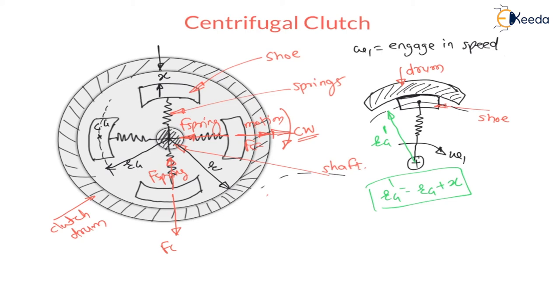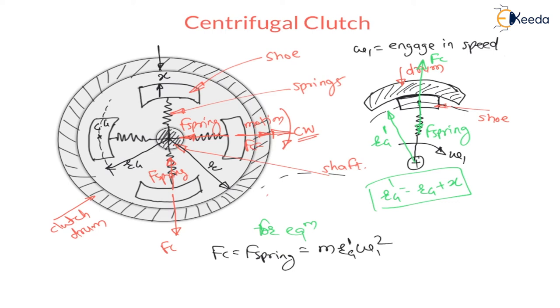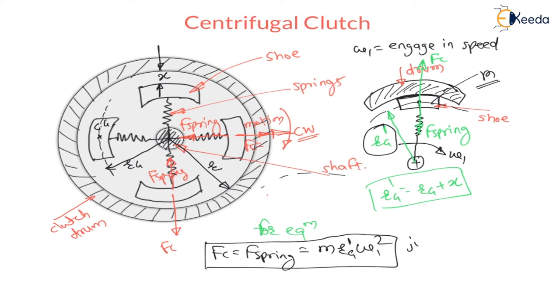Now in this, therefore there will be a centrifugal force which is outside, away from the center, and there will be a spring force towards center, right? Now can I say here, for equilibrium this centrifugal force FC is equal to spring force, which is nothing but mass of the shoe, radius RG dash, into omega 1 square. It is rotating with angular velocity omega 1, and mass of shoe is M, right? And it is rotating at radius RG dash. Therefore this is the centrifugal force or spring force where there is just a contact between shoe and drum.